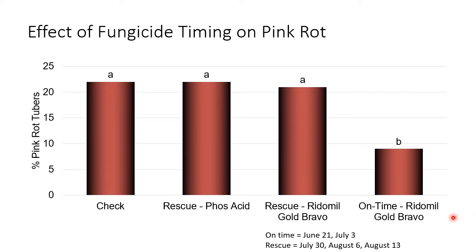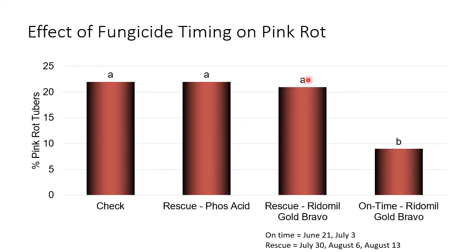This is a trial that we did where we waited until we found pink rot in the field, and that's what we call our rescue approach with both a phos acid, in this case, I believe it was Phostrol, and then Ridomil Gold Bravo. We found this, I believe it was July 29th. So the very next day we went out on July 30th, and we made an application, and then we repeated on a 7-day schedule. We came back August 6th and August 13th with both the phos acid and the Ridomil Gold, and at the end of the season, that did not give us any protection whatsoever against pink rot.